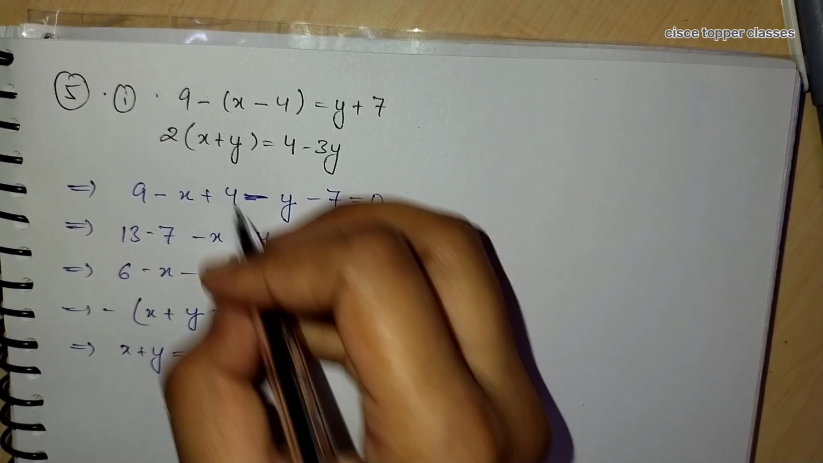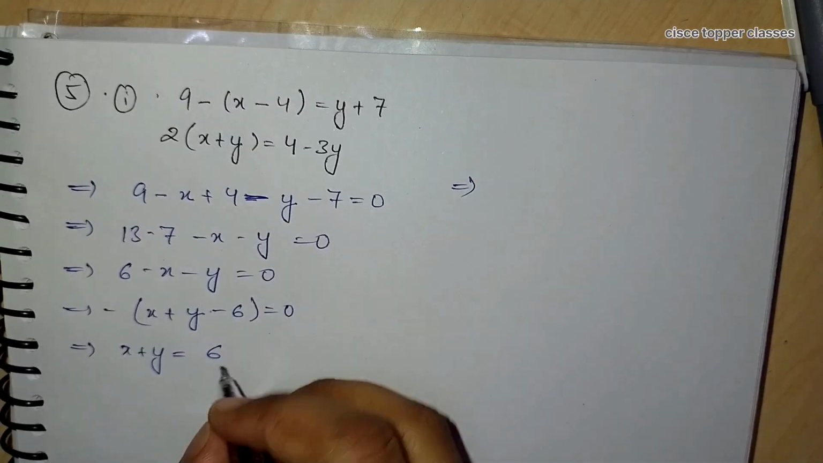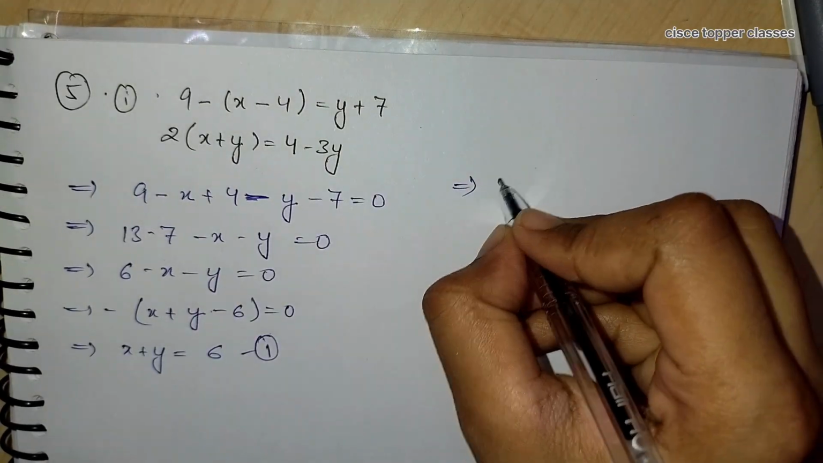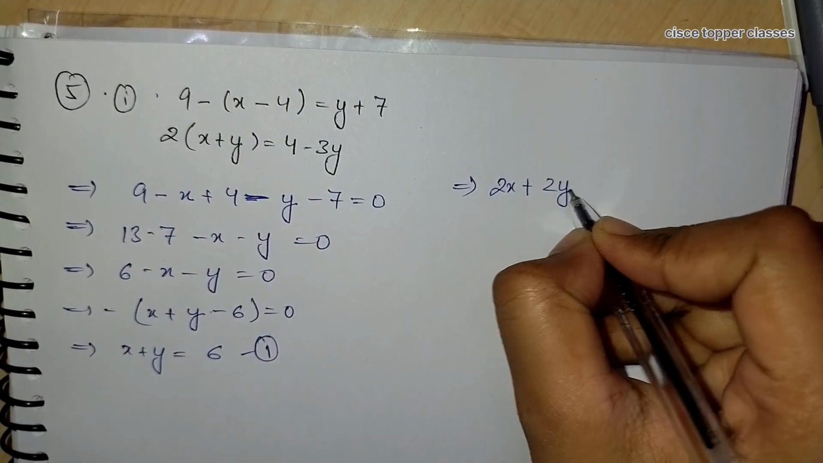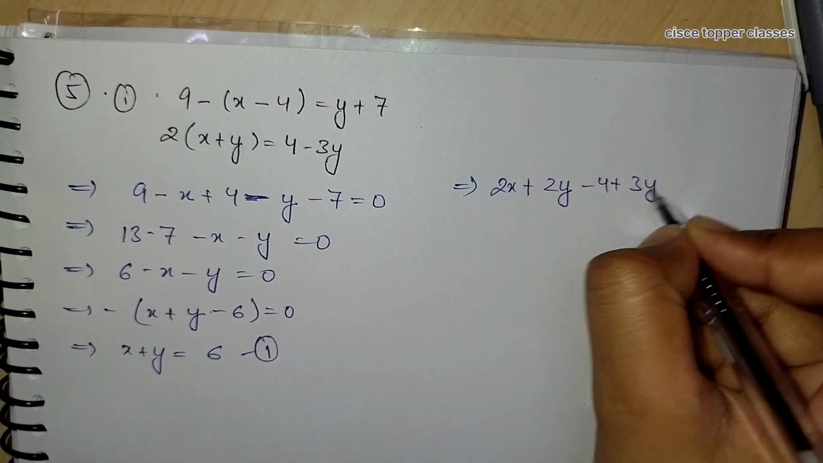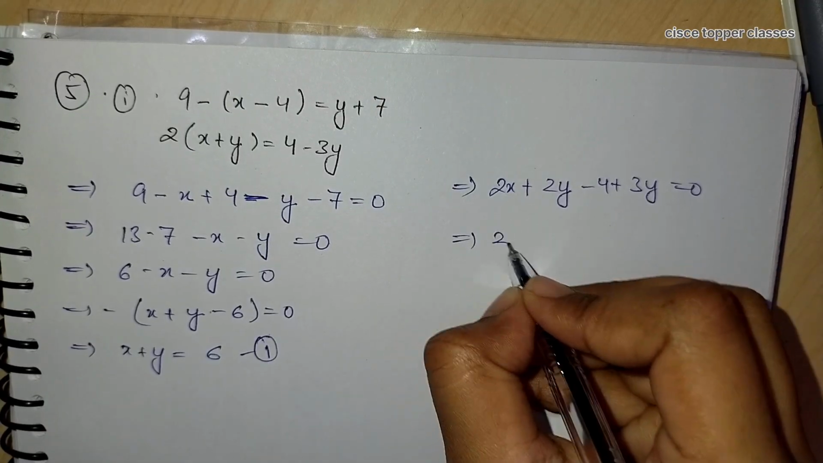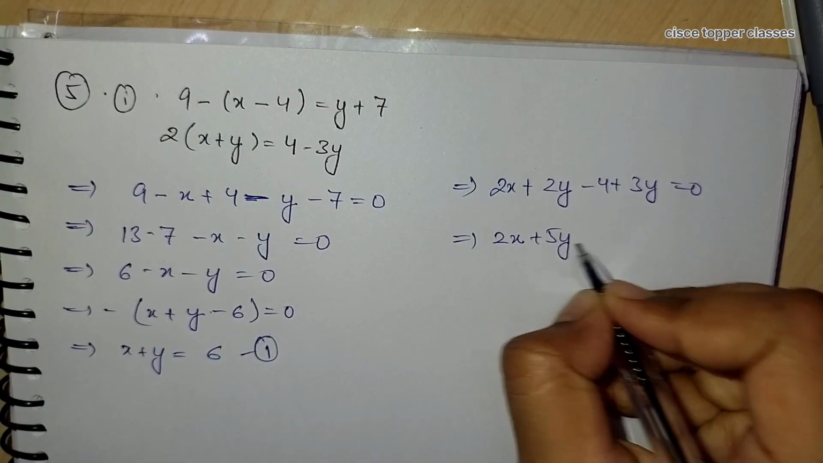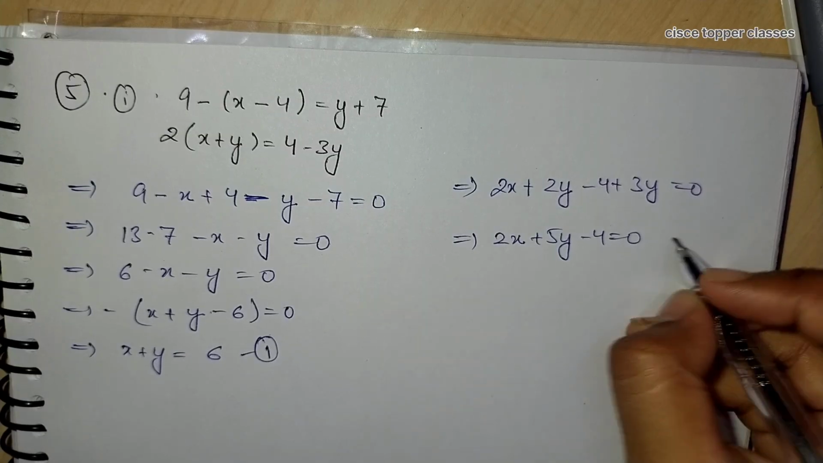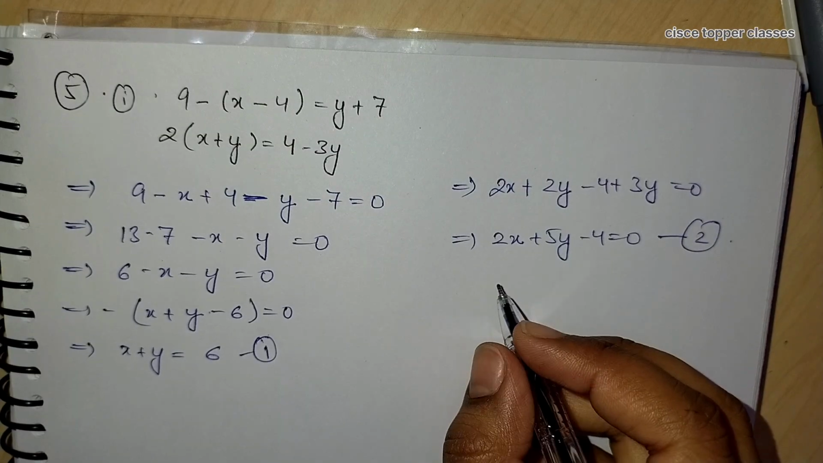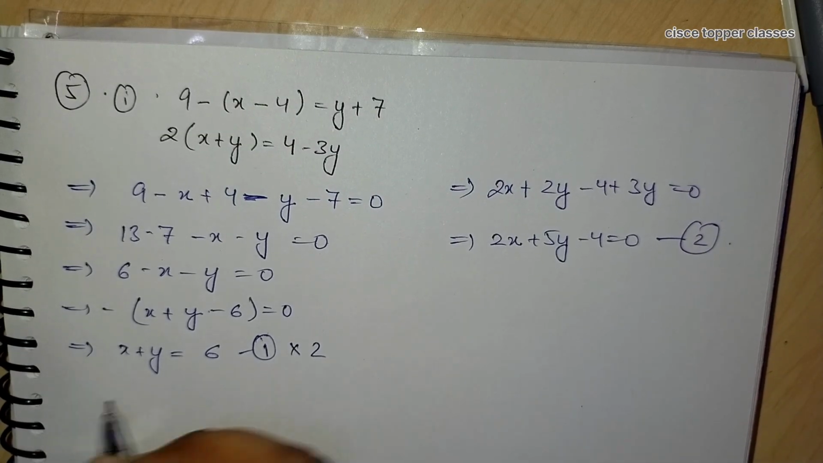Now we can find the value of the second equation from here. 2x plus 2y minus 4 plus 3y equal to 0. So it will be 2x plus 5y minus 4 equal to 0. Put it as the second equation. On solving here, we can firstly multiply this with 2.